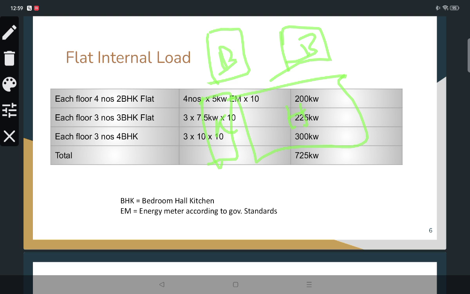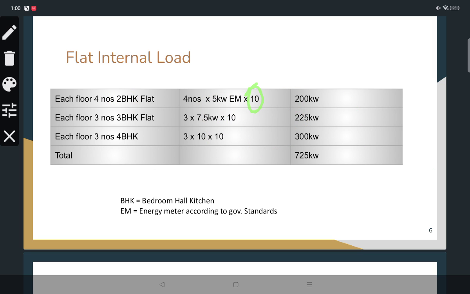4 numbers of 5 kilowatt energy meters. See, as far as the government recommendation is concerned, in a 2 BHK we can use a 5 kilowatt energy meter. We can't use more than that. That is the maximum limit. So a 5 kilowatt energy meter, and why do you multiply by 10? Because there are 10 floors. For every floor, across 10 floors, we are calculating the flats' internal load.